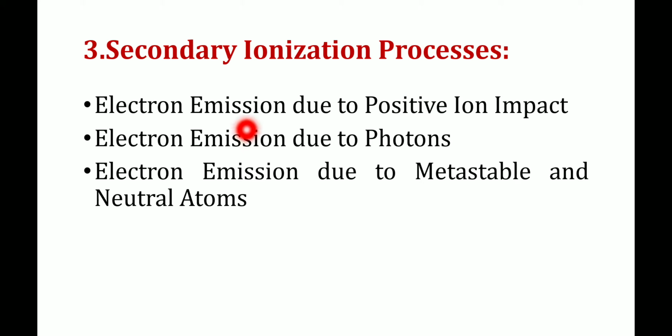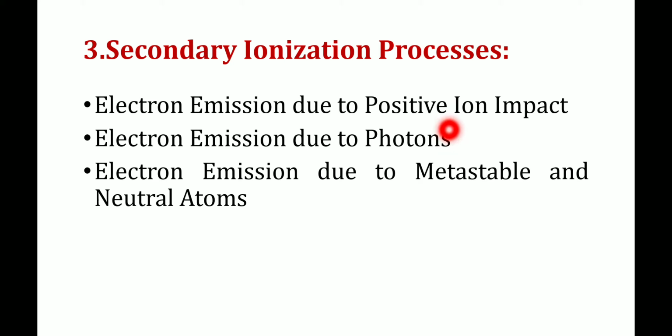First one is electron emission due to the positive ion impact. Keep it in mind, the positive ions are formed due to the ionization by collision or with the help of the photoionization process. Getting my point? So this ion is positively charged itself. Where will it travel? It will travel towards the cathode.